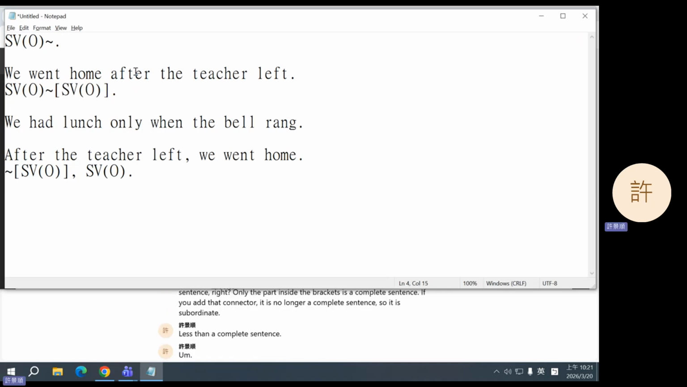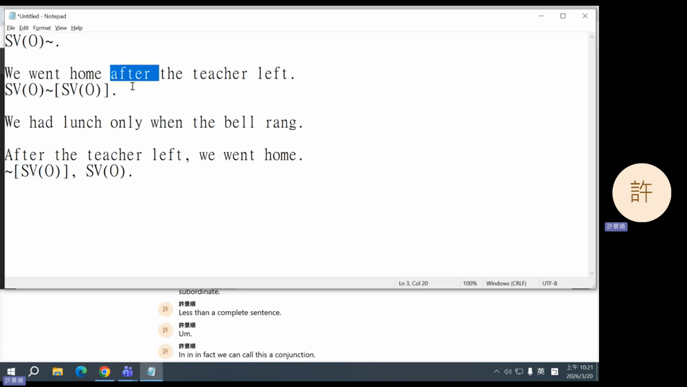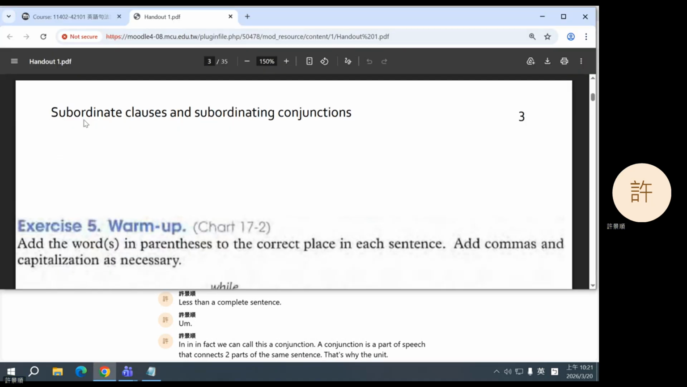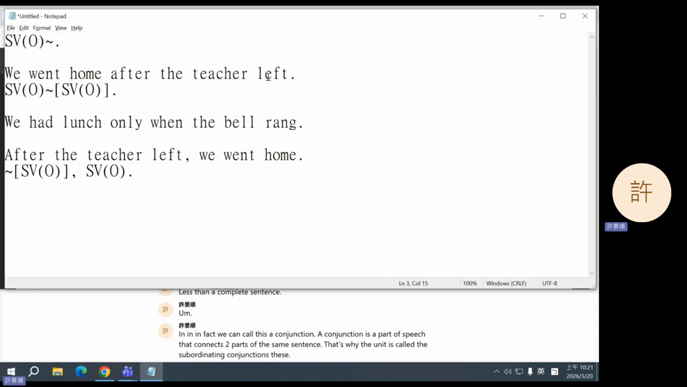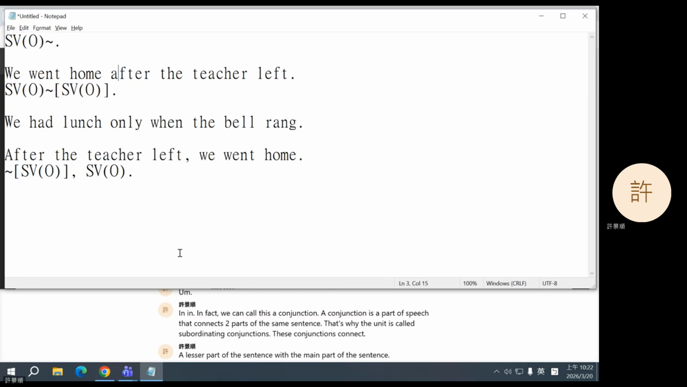In fact, we can call this a conjunction. A conjunction is a part of speech that connects two parts of the same sentence. That's why the unit is called subordinating conjunctions. These conjunctions connect a lesser part of the sentence with the main part of the sentence.